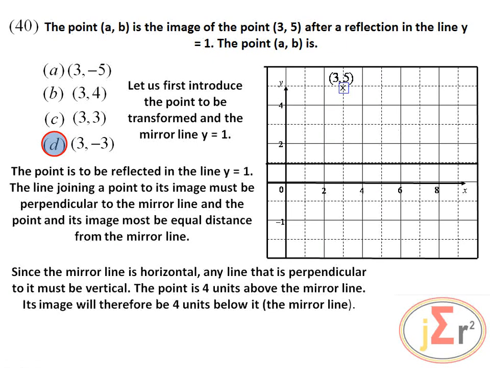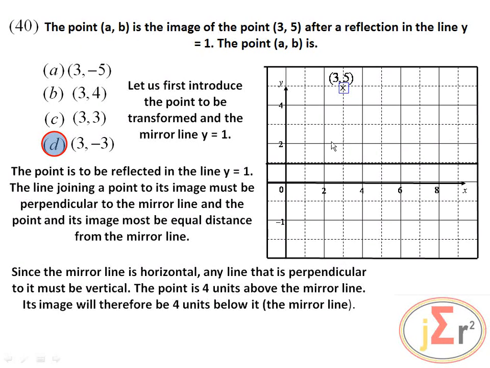The point is 4 units above the mirror line. Its image will therefore be located 4 units below the mirror line. So the line that joins the point and its image is perpendicular to the mirror line, so the image will be located vertically below.